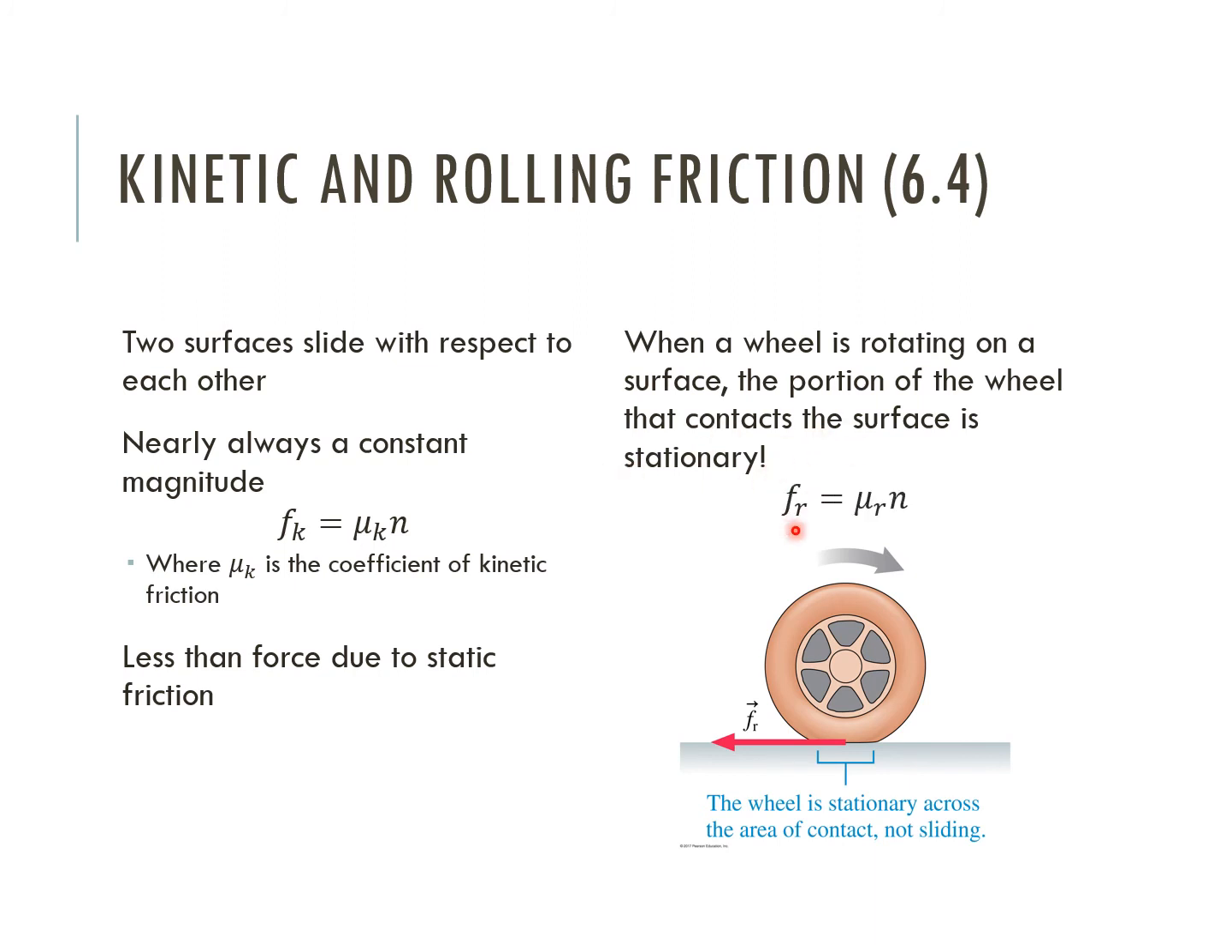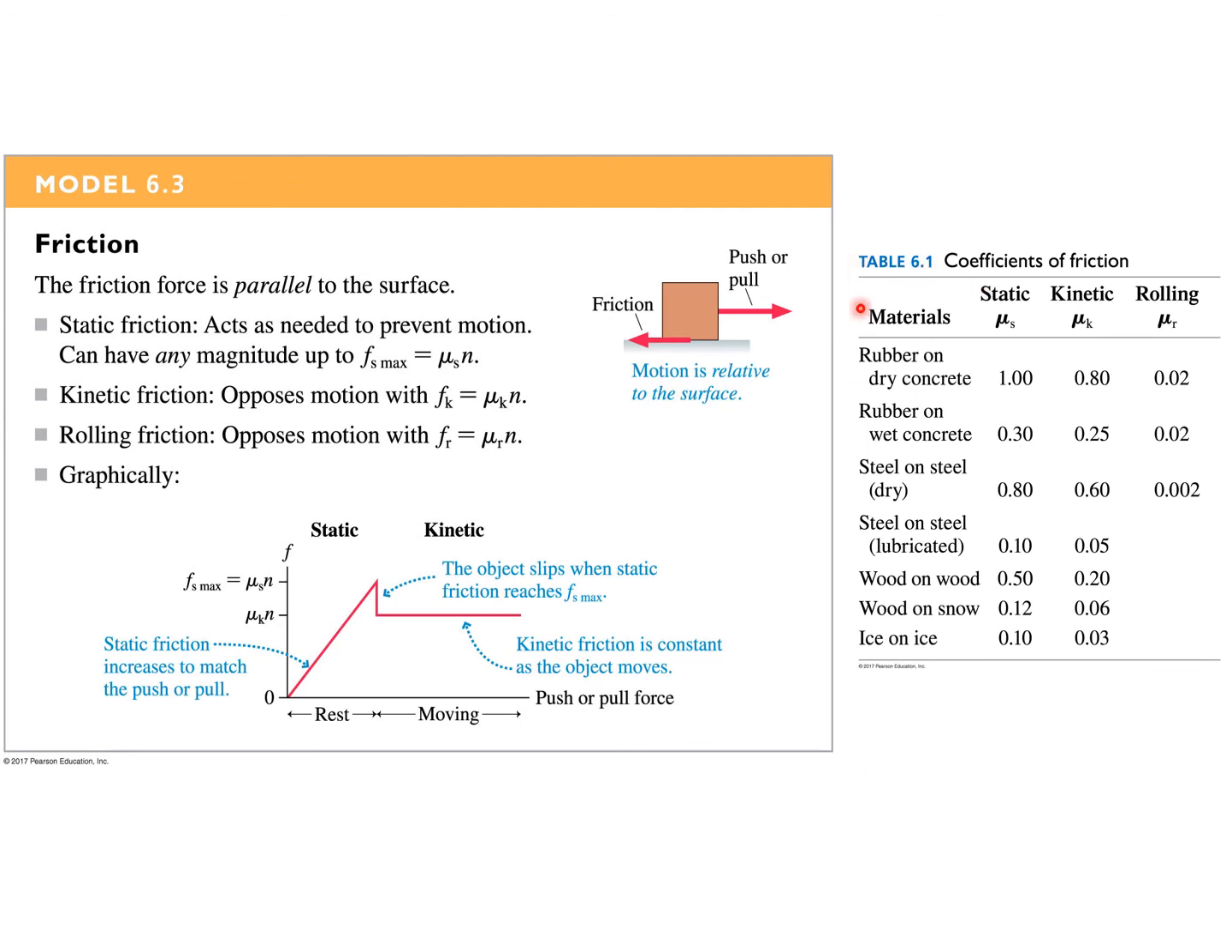So yeah, here's the equation for rolling friction. So we have F subscript R is equal to mu R, the coefficient of rolling friction, multiplied by the normal force. Table 6.1 here has some standard coefficients of friction. If the question does not explicitly give it to you, this is the table you should refer to.